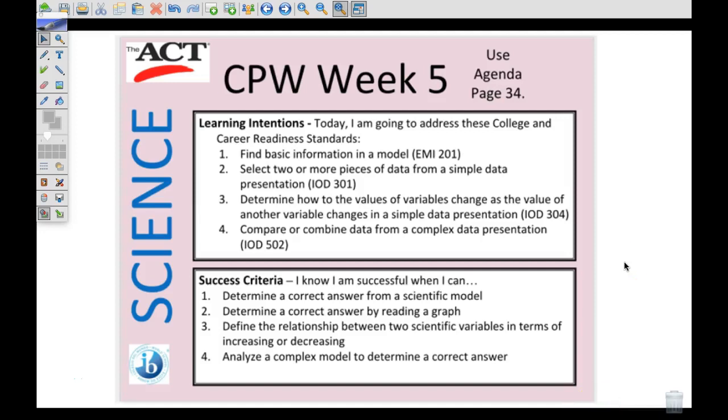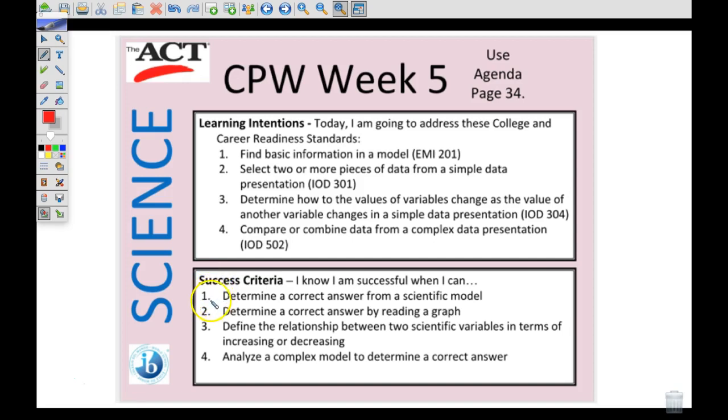In this first round of CPW Science as a 10th grader, we're going to be finding basic information in a model, selecting two or more pieces of data from a simple data presentation, determining how the values of variables change as the value of another variable changes in a simple data presentation, and comparing or combining data from a complex data presentation.